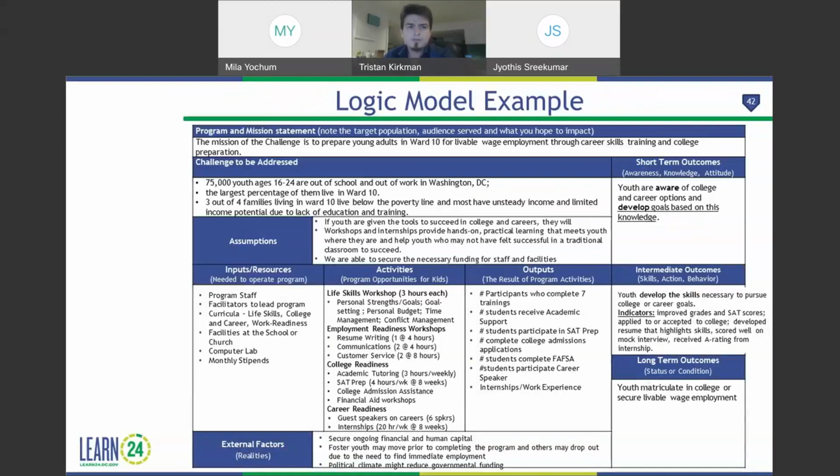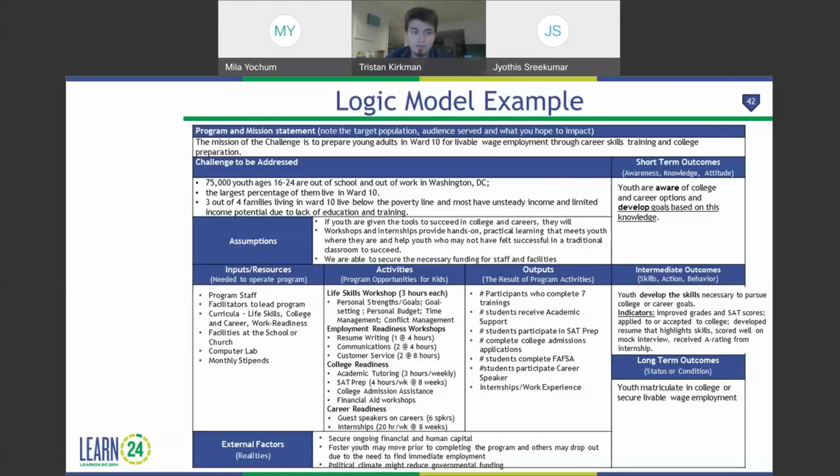So now that we've covered all the key components of our comprehensive logic model, let's look at an example. This is a logic model for a fictitious organization called The Challenge. They do college and career readiness. As you can see in the program mission statement, they summarize in broad terms what their target population is, young adults in Ward 10, and how they hope to impact that population, to prepare them for living wage employment. In their challenge statement, they are specific regarding the nature of their problem and refer to it using measurable indicators.